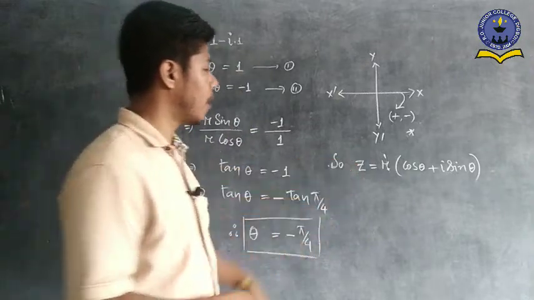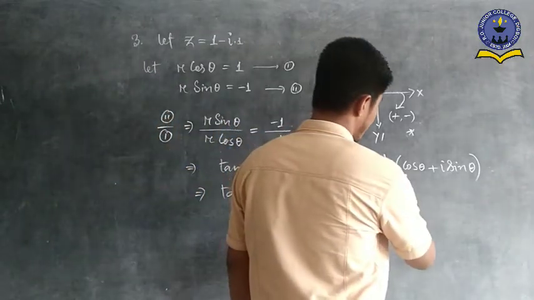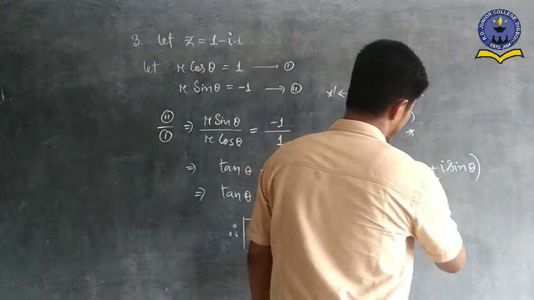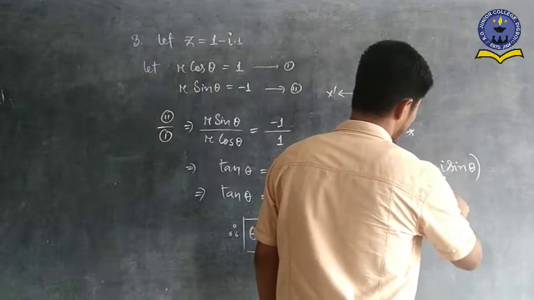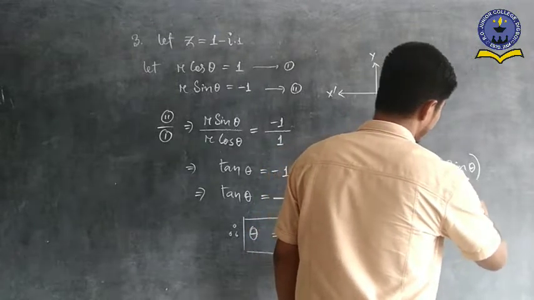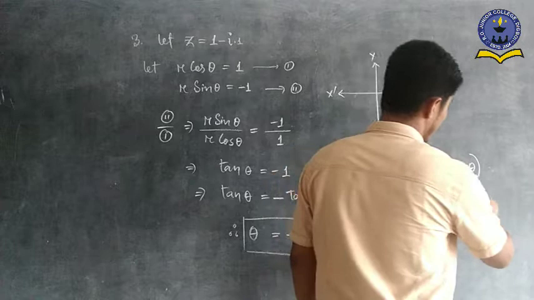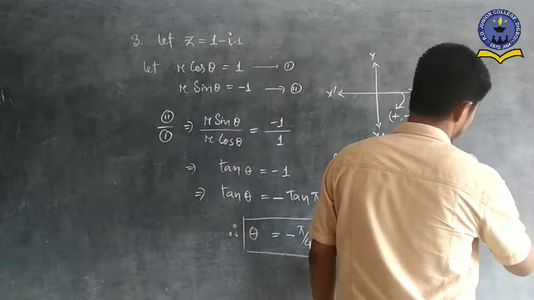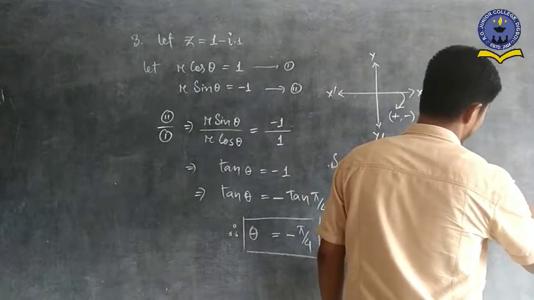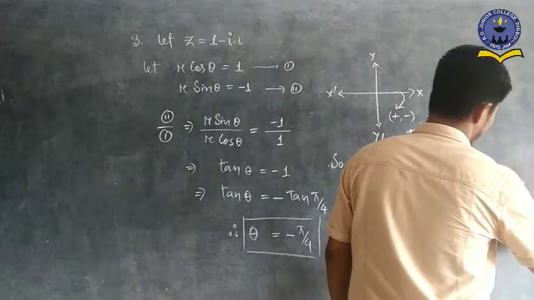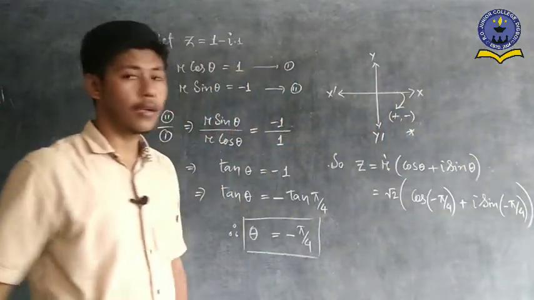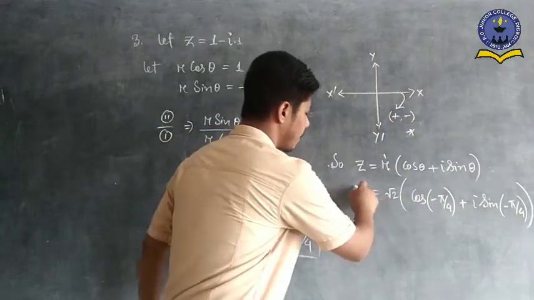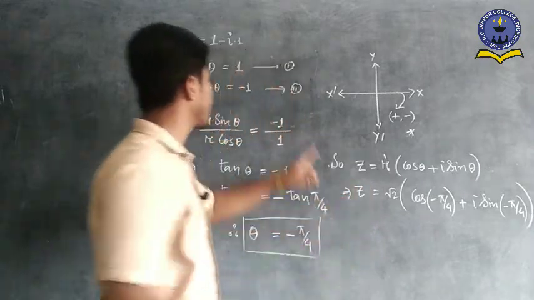So in place of r, what do you have to put? In place of r, we have to put root 2, and this is cos, and the angle is how much? Minus pi by 4, plus I sin minus pi by 4. This is the angle. Is it clear? So if you calculate this, then again we get the Cartesian form.